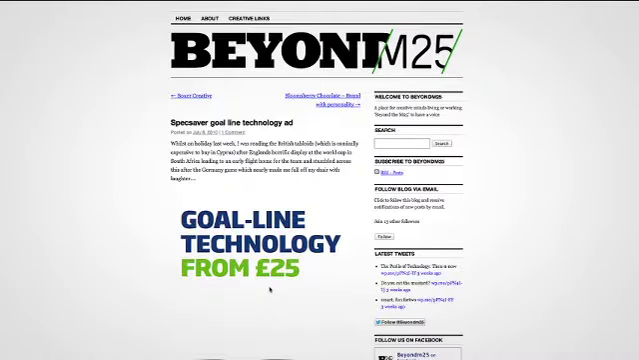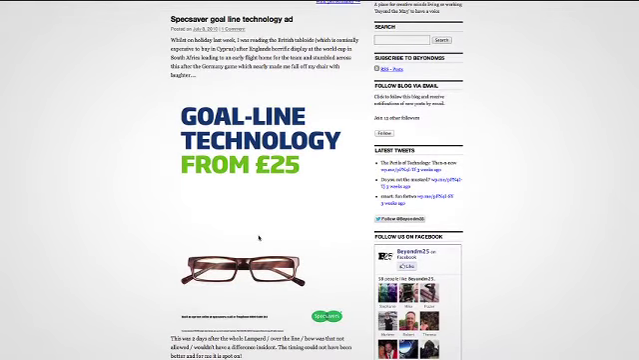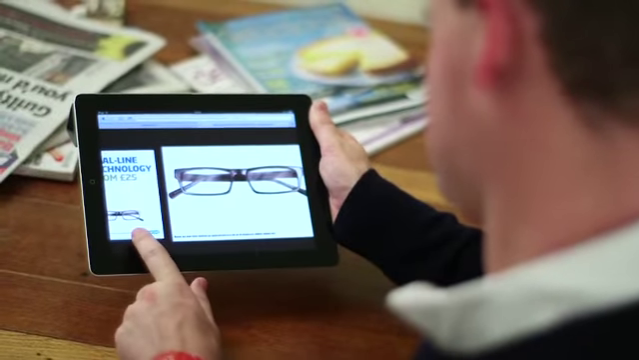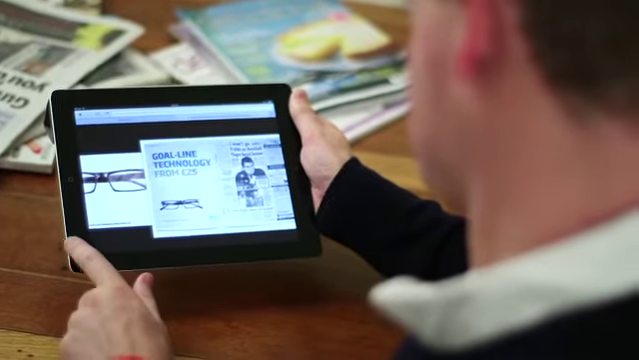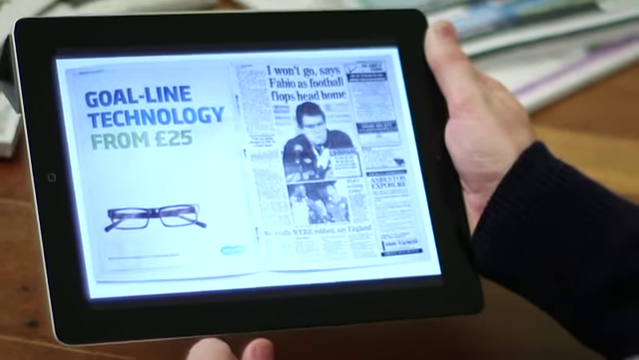Then think about where in the publication your ad will run. Specsavers famously did this in the World Cup this year, where they ran an ad around the sports section parodying the idea of goal line technology. The subsequent press about these ads was outstanding, and you've got to think there's an opportunity to use the content that's around your ad in order to get better engagement with your audience.